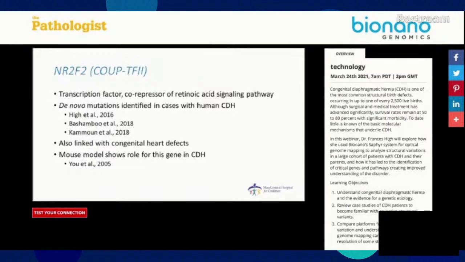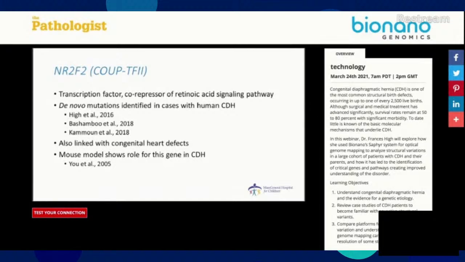This was a very interesting structural variant to us because we're interested in NR2F2 as a gene from our sequence studies. NR2F2, which was previously known as COUP-TF2, is a transcription factor that acts as a co-repressor of the retinoic acid signaling pathway. The retinoic acid signaling pathway has been shown in a number of different studies to be one of the core signaling pathways involved in the pathogenesis of CDH.